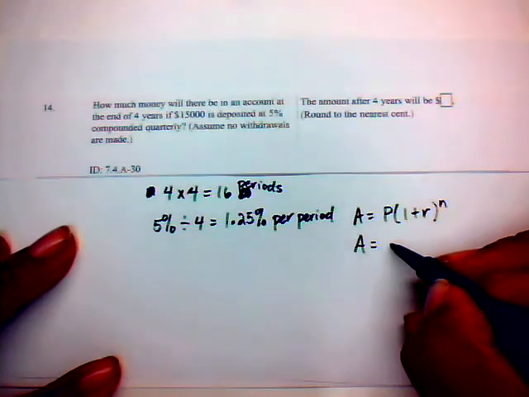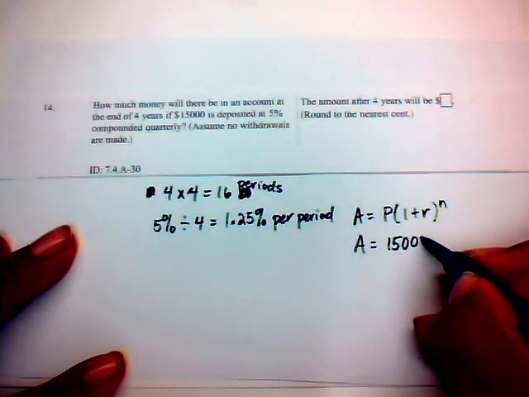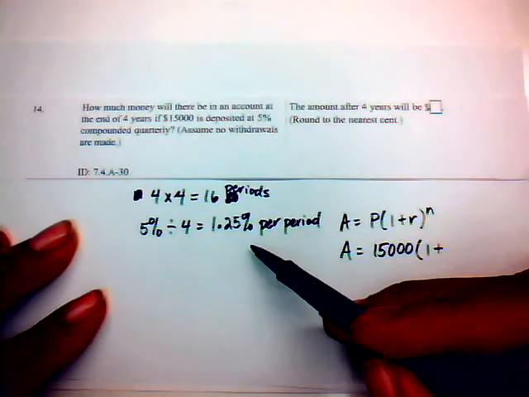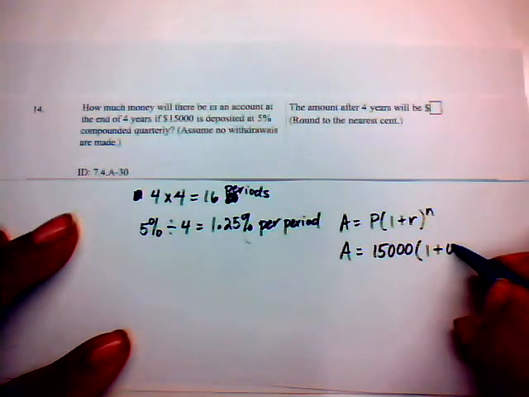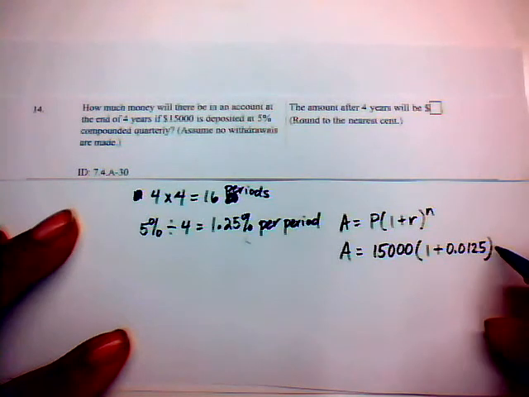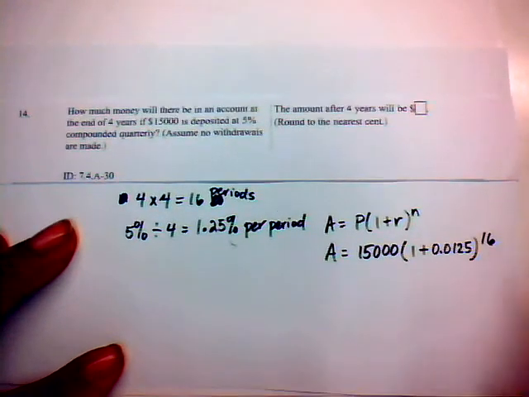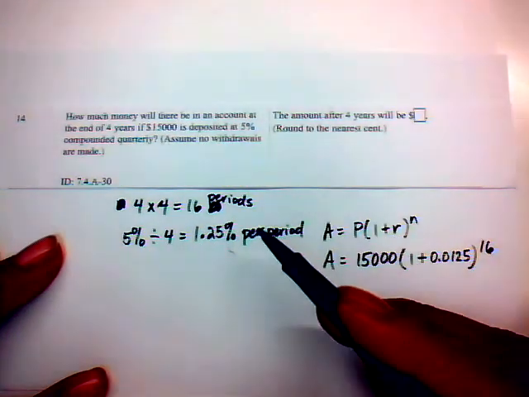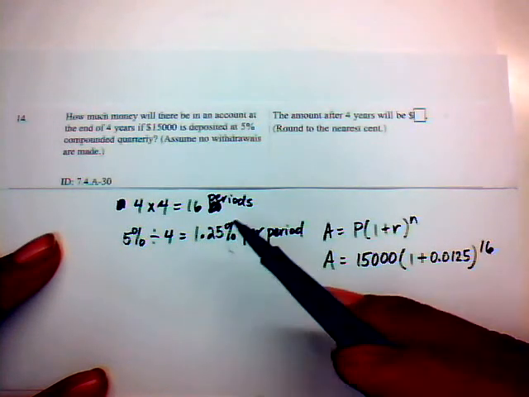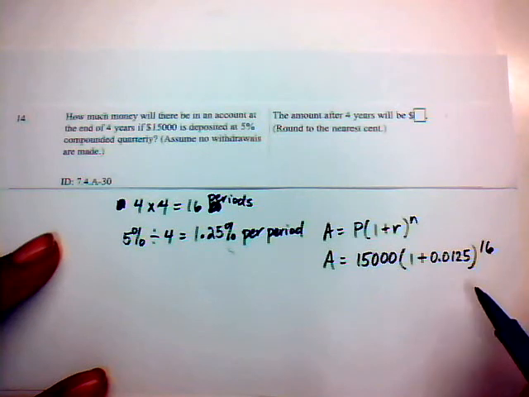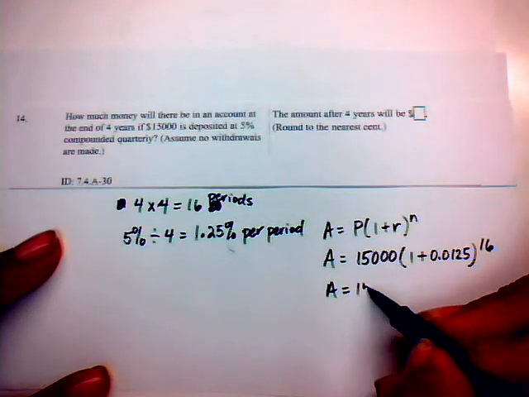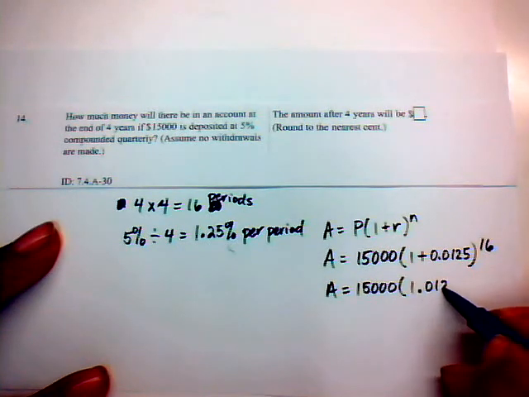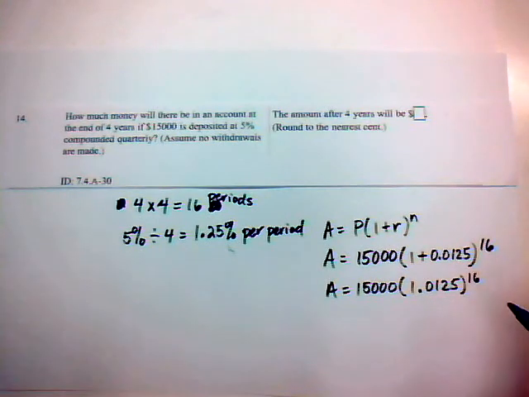The P is your $15,000, and then times 1 plus. Now, 1.25% as a decimal will be 0.0125. And that's raised to the 16th, because n is the number of periods. R is the interest rate per period. 1.25% per period as a decimal will be 0.0125. So here I'm going to have 15,000 times 1.0125 raised to the 16th.